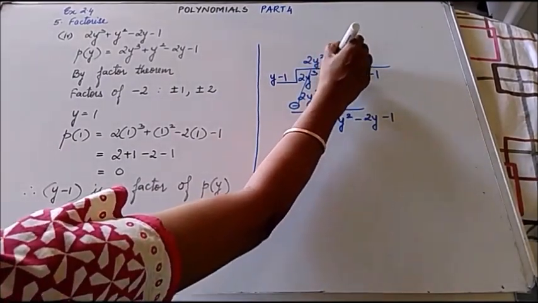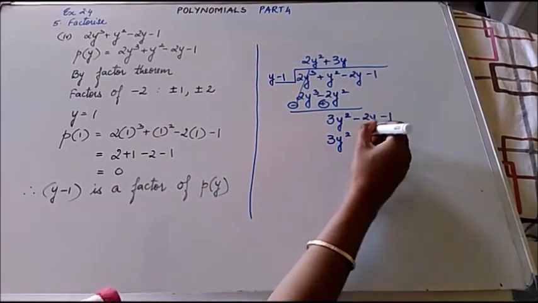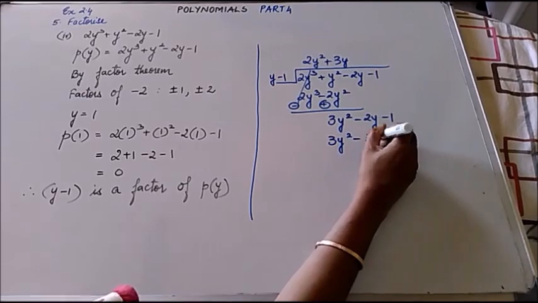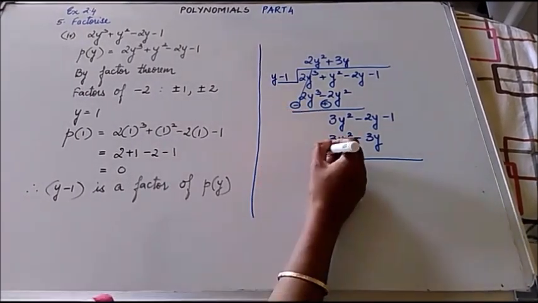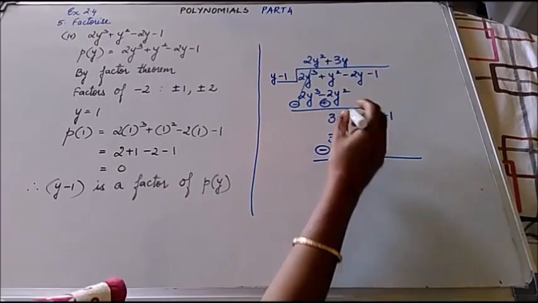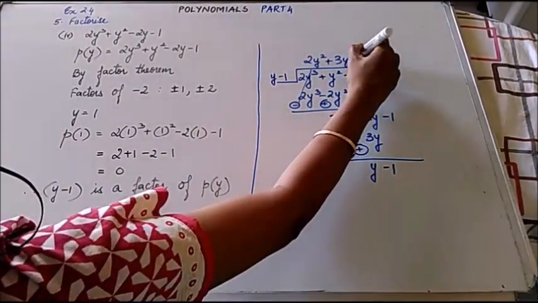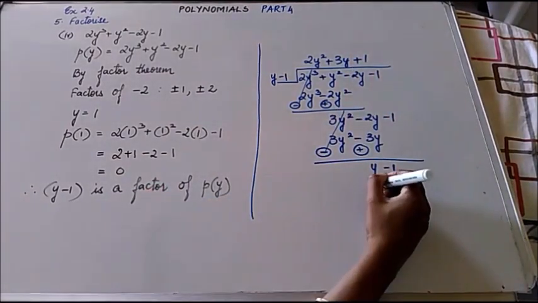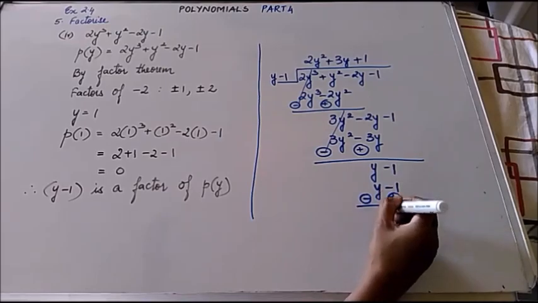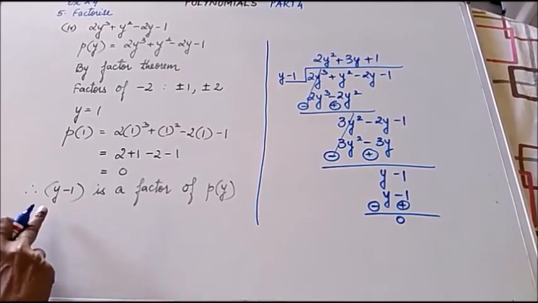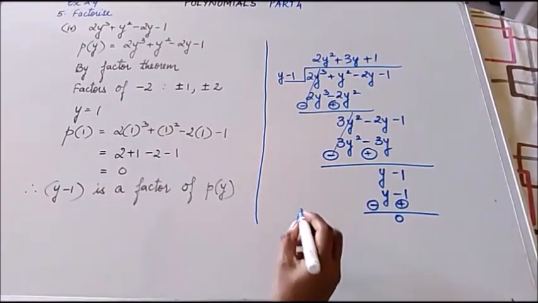We get here plus 3y. This will give us 3y square minus 3y. We will subtract. This will give us y minus 1. Here it will be plus 1. Again subtract. We get the remainder 0. One of the factors is y minus 1 and the other factor is 2y square plus 3y plus 1.